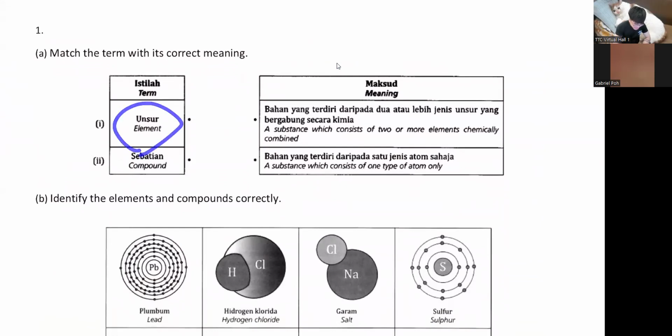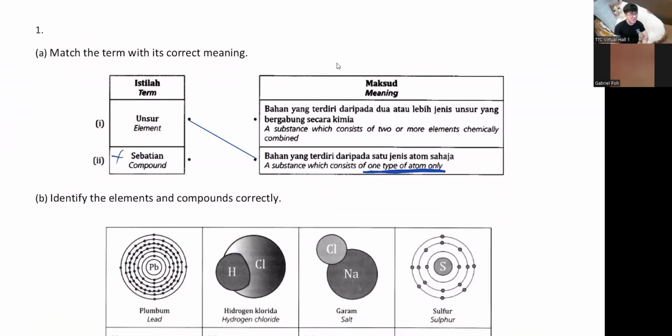So what is an element? An element, like I said, is a substance which consists of one type of atom only. The next one, compound, you don't need to care about this because you will learn it next year. That means there is more than one type of element. One Lego is called an element. You put 2, 3, 4 together, we call it a compound.